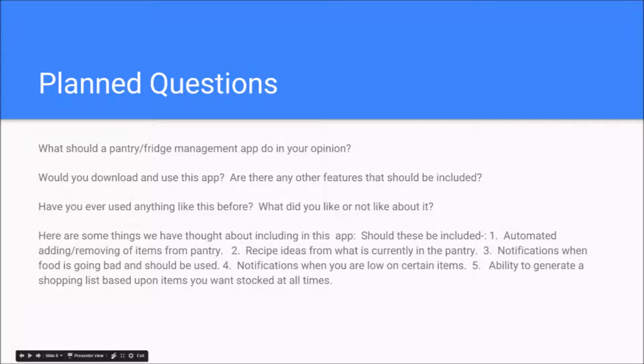5, the ability to generate shopping lists based upon items you want stocked at all times. Good interview questions are ones that allow the subject to talk and open themselves up. Good interview questions read well and are easily understood. Read your questions out loud.